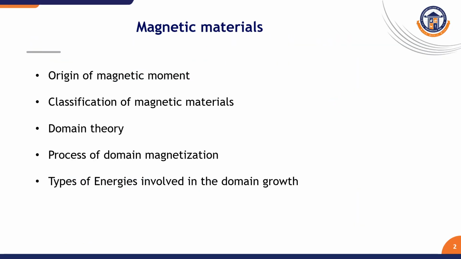Here is an overview of what we will be covering today. We will start with the origin of magnetic moments in atoms. Then we will move on to the classification of magnetic materials such as diamagnetic, paramagnetic, and ferromagnetic substances. Next, we will discuss the domain theory, which explains why ferromagnetic materials show strong magnetism. After that, I will explain the process of domain magnetization, and finally we will see the different types of energies involved in domain growth. So let's begin with the basics.